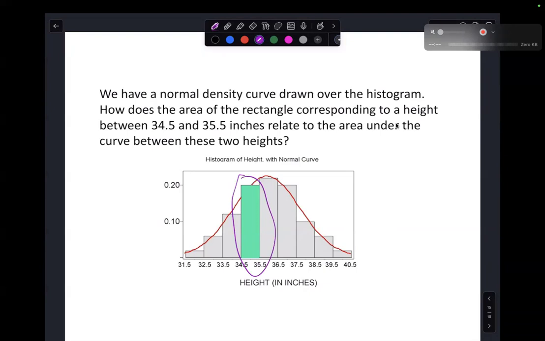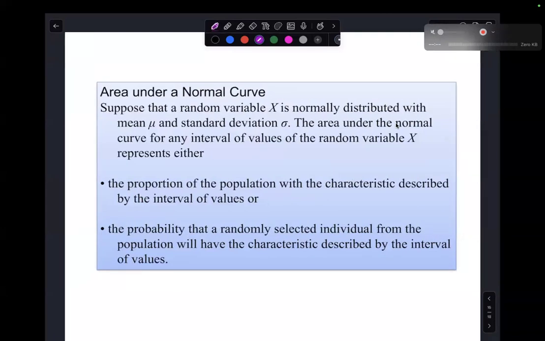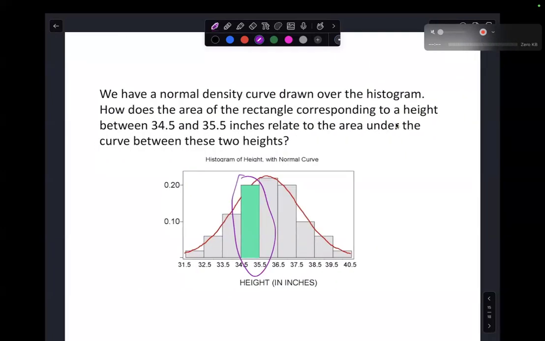If I calculate that area right there, there are two different things it could mean. If I take that area, I can either mean that the proportion of the population with the characteristic described is that value, or can be described by that value. So I could say that about 20% of two-year-old males will be between those two values, 34.5 to 35.5. So about 20% of two-year-old males are in that range.